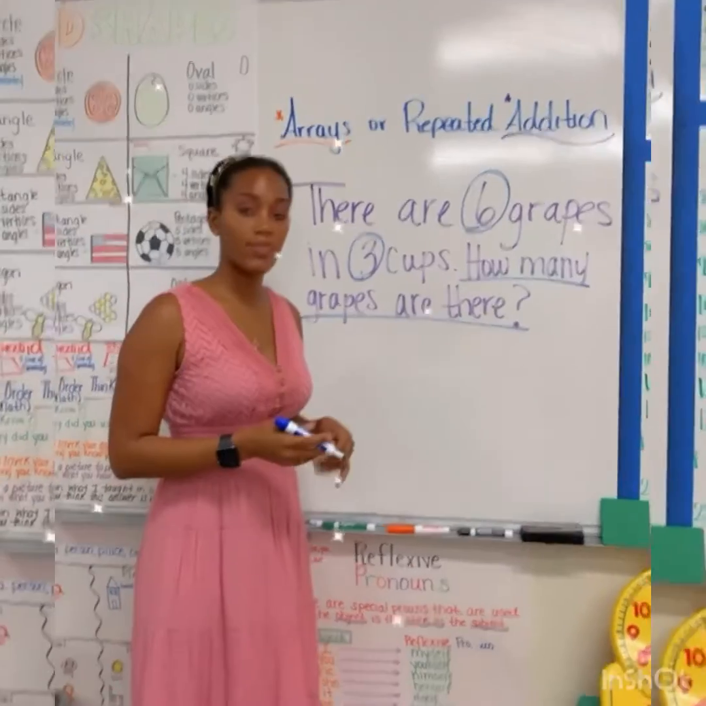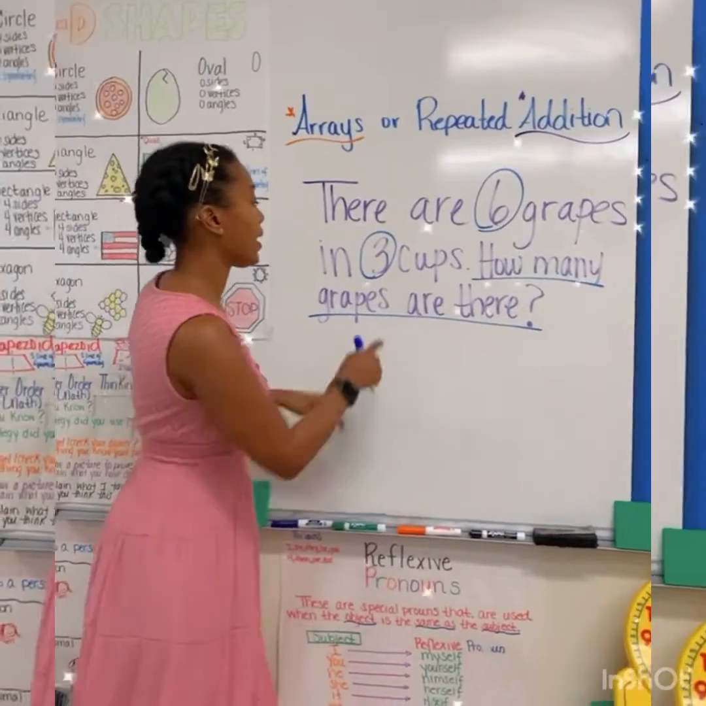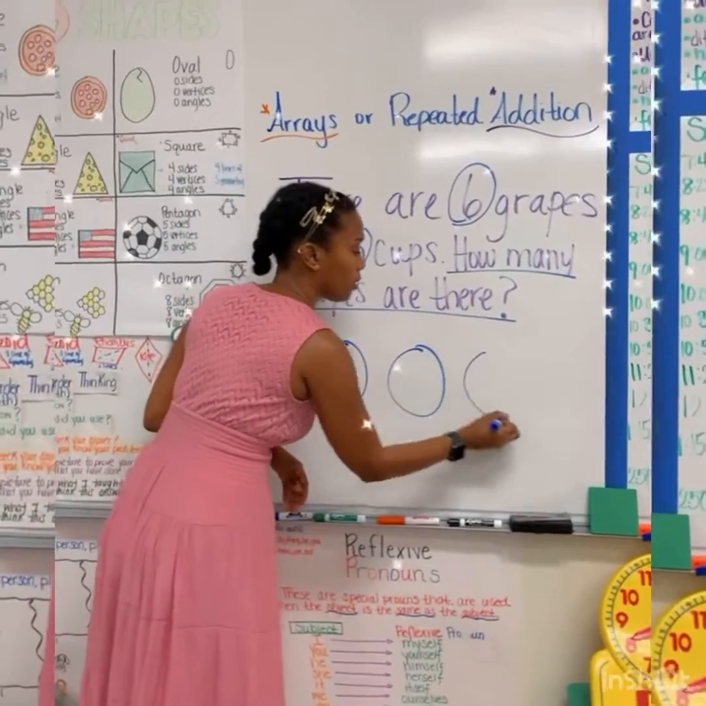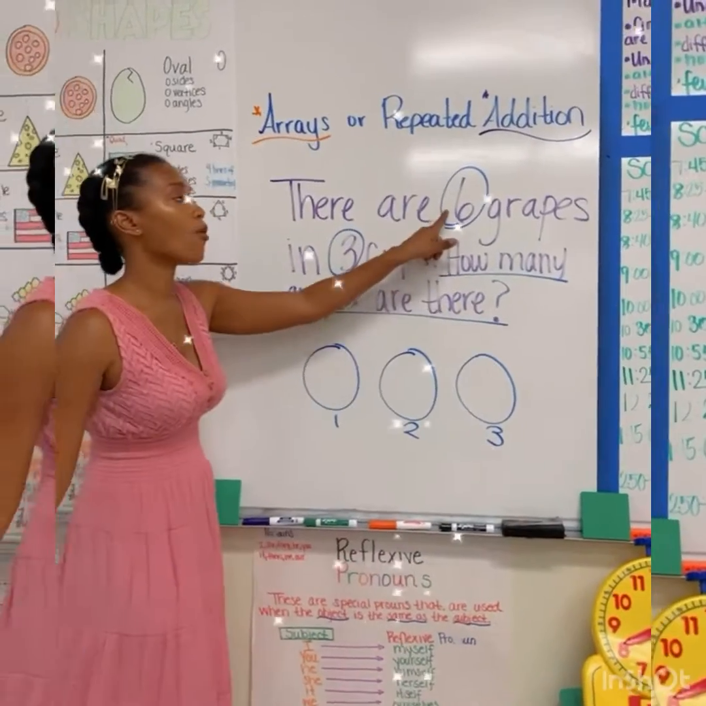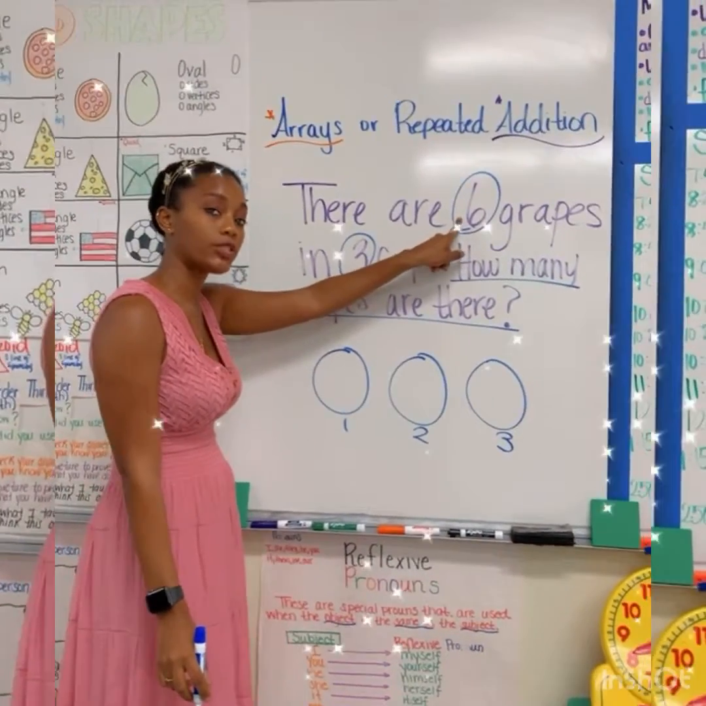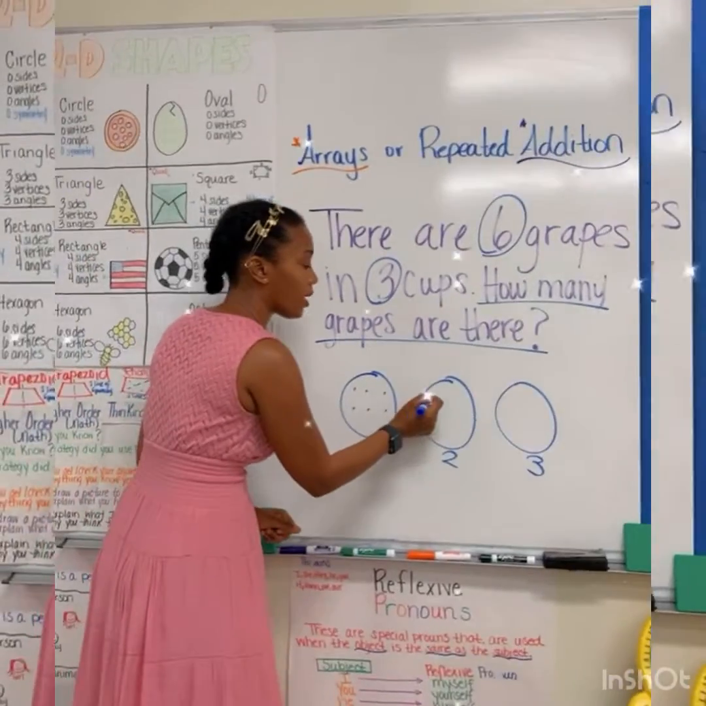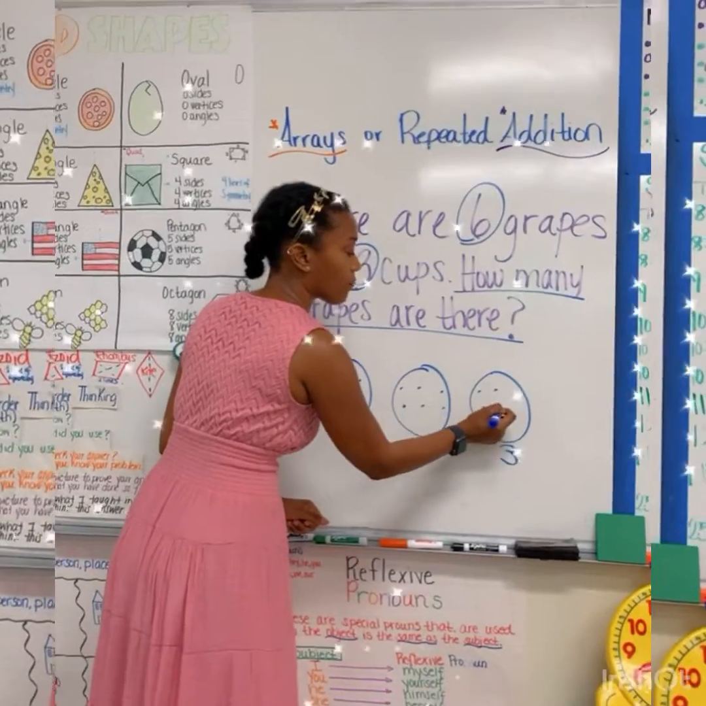There is another way that we can solve this problem using equal groups. I can take 3 cups, 1, 2, 3, and I'll number them for you so you can see clearly. I'm going to put 6 grapes in each cup. That's 1, 2, 3, 4, 5, 6 in each cup.